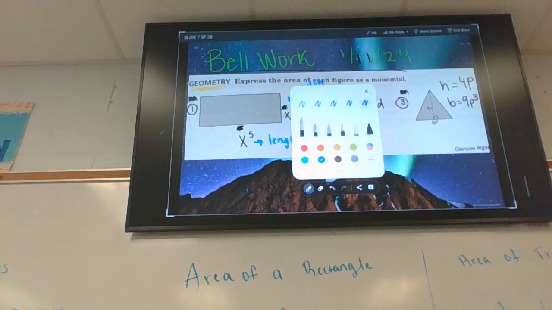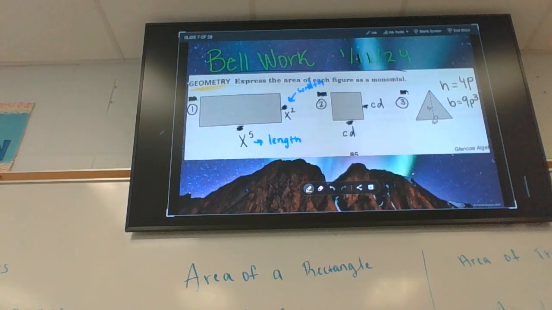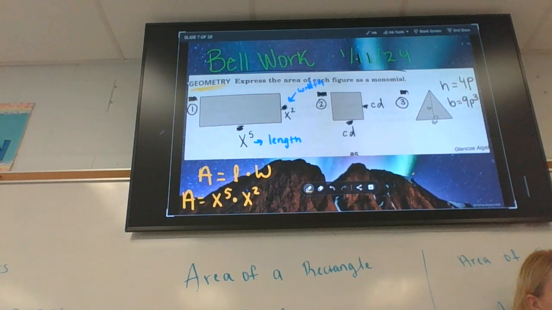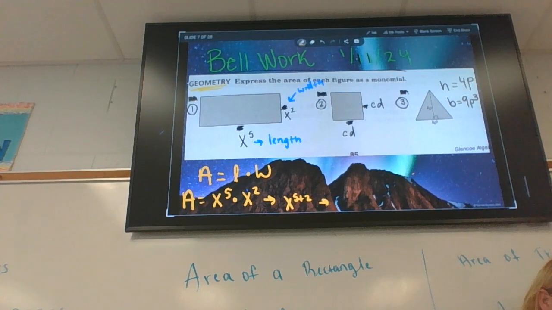Okay. So when we do area equals length times width, that would be that the area is x to the fifth times x squared. Actually, that one gets added. Remember when the base is repeated, and this is the one that is most often confused, is when do I multiply, when do I add? In this one, we're going to do 5 plus 2, and that's going to give us an area of x to the 7th.